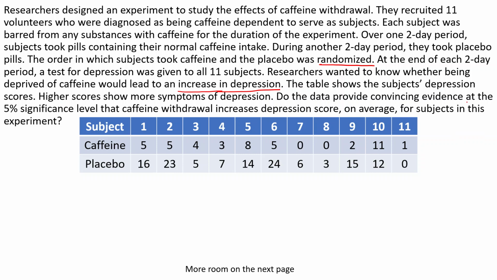Do the data provide convincing evidence at the 5% significance level that caffeine withdrawal increases depression score on average for subjects in the experiment? There's not a ton of room here, but it looks like we've got one subject doing two things. Since that subject is doing two things, that tells us this is paired. That means we are looking at the mean difference between the two. It's one subject doing two things here, definitely going to be paired data.